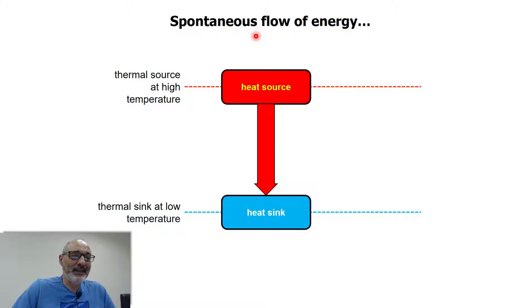So the second law of thermodynamics is related to the spontaneous sense of natural transformations, like the flow of energy. In other words, the flow of energy is a kind of transformation. We know that heat flows naturally, spontaneously, from high temperature to low temperature. You don't need to do anything, okay? This is going to happen without any interference. So when you have a thermal source at high temperature and someone to receive this energy, we call that a heat sink, okay? So you can see that there is a natural spontaneous flow of energy, okay?